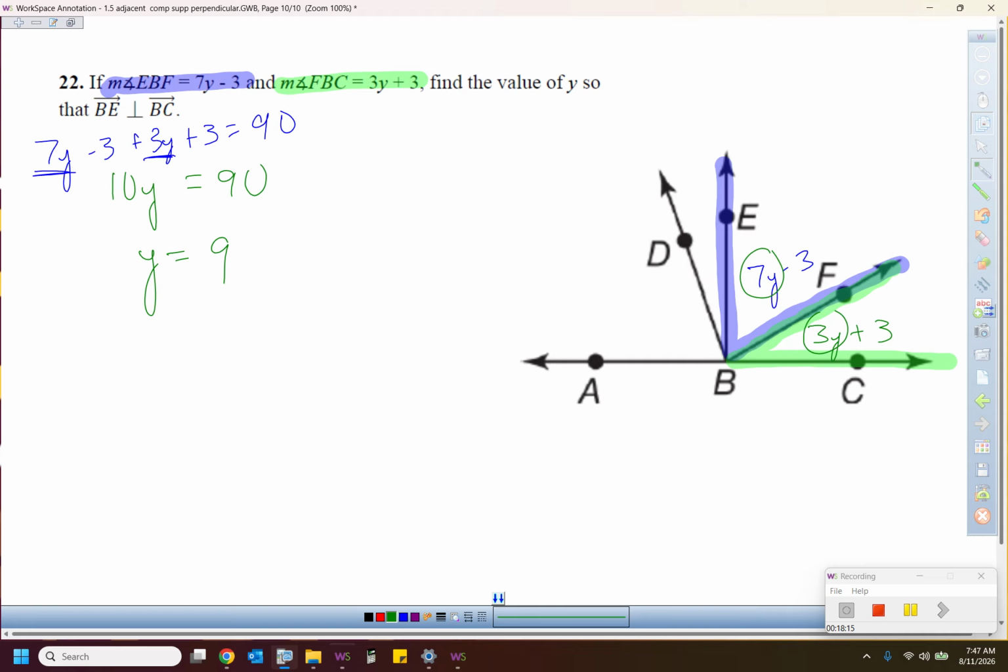So pretty sweet. Perpendicular, complementary, supplementary, and adjacent were the words of the day.